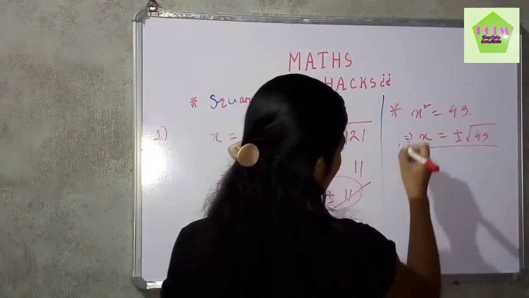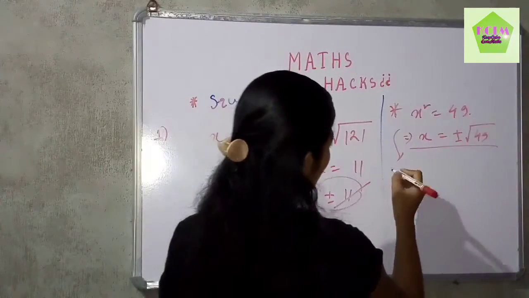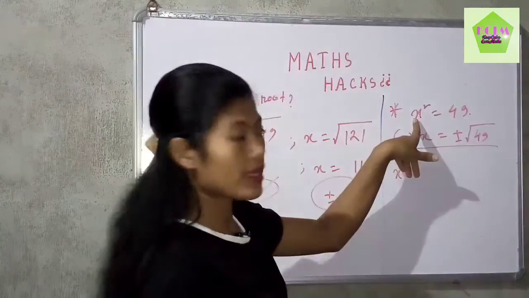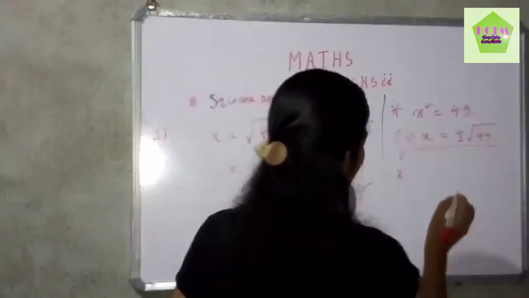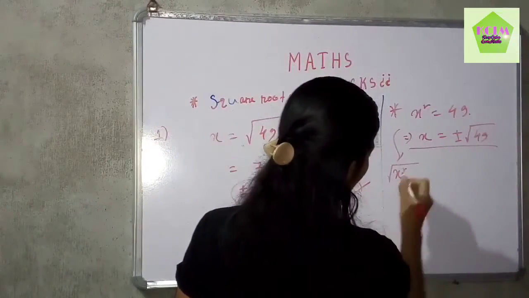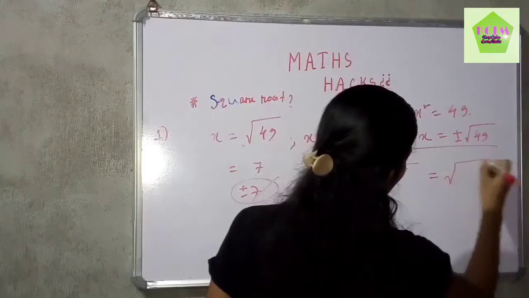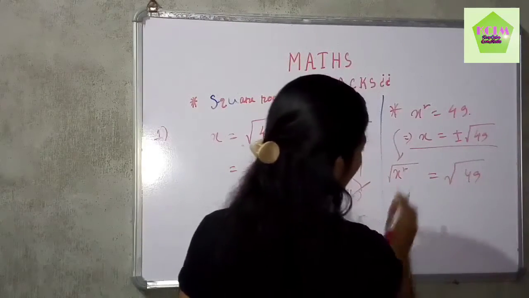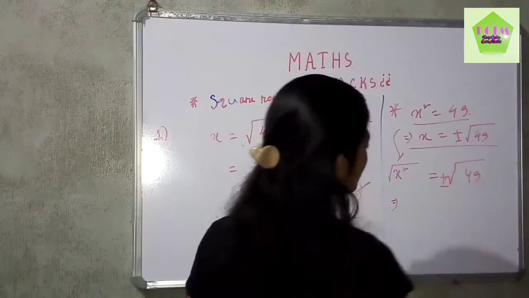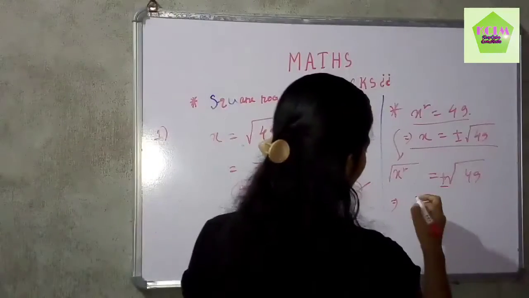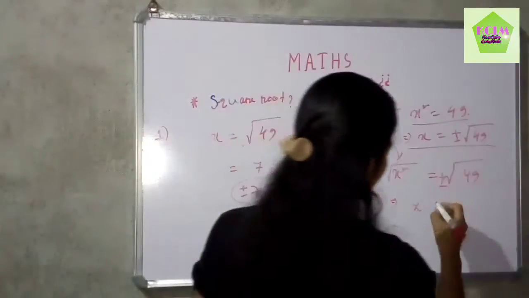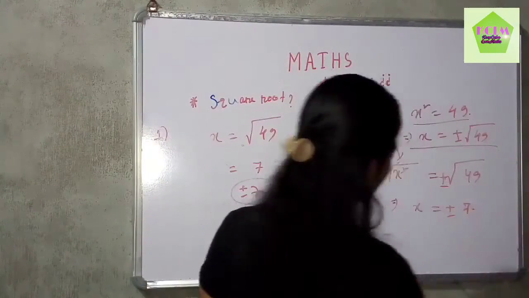If we have to find the value of x, then taking the square root on both sides, what will it be? Square root of x squared equals square root of 49. Whenever we take the square root of an expression like this, you always write plus minus. How? I will show. Definitely the square root and the 2 cancel out. It will be x equals plus minus 7.